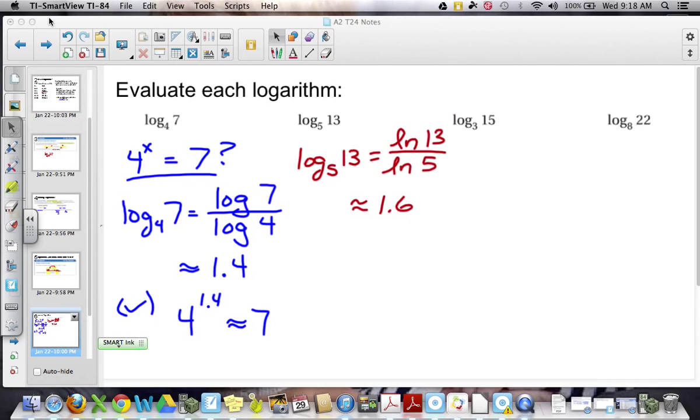All right. Okay, two more examples. Why don't you go ahead and work those out on your own, pause the video, and then when you're ready, restart.